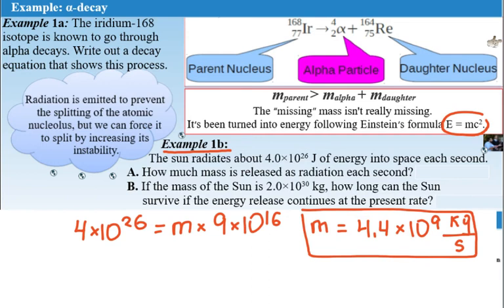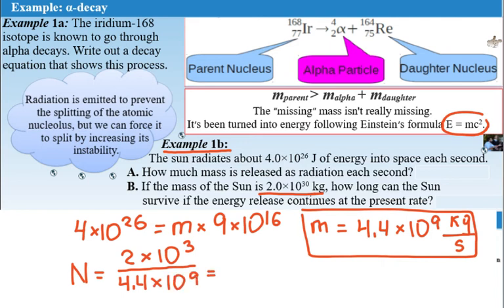And if the mass of the sun is 10 to the 30th kilograms, how long can the sun survive if the energy release continues at the present rate? So I have to calculate the number of seconds. So we have the mass of the sun, 10 to the 30th, and that one I'm going to divide by how much mass is lost each second. So 4×10⁹. And that will give me 4.4×10²⁰ seconds.